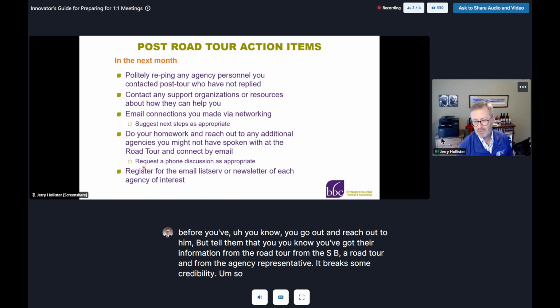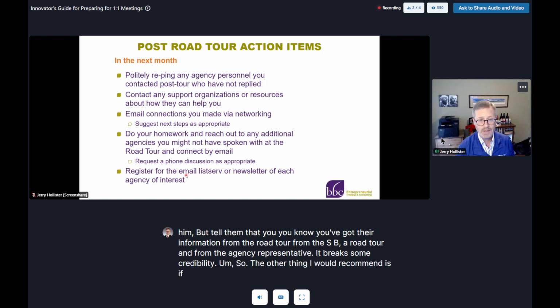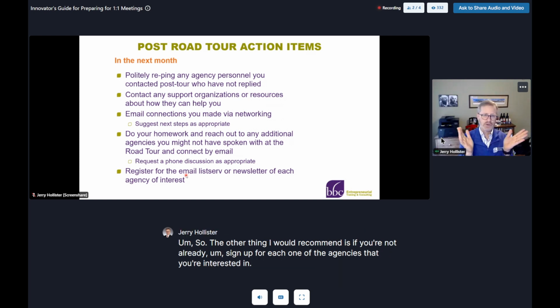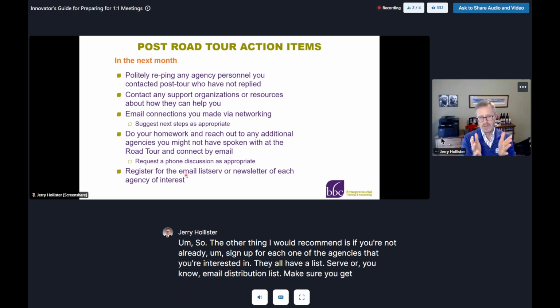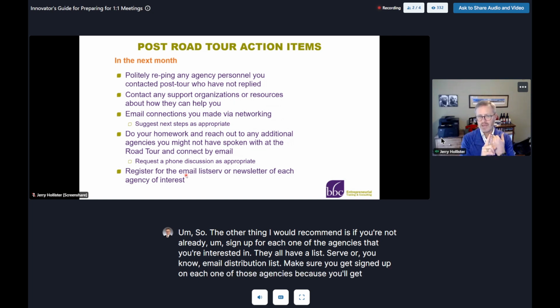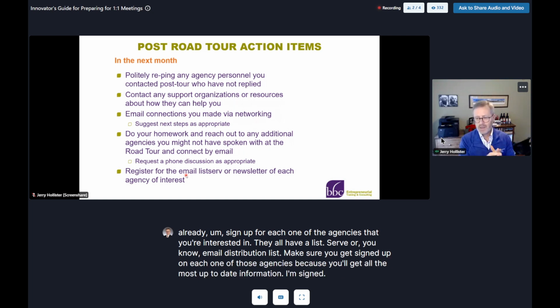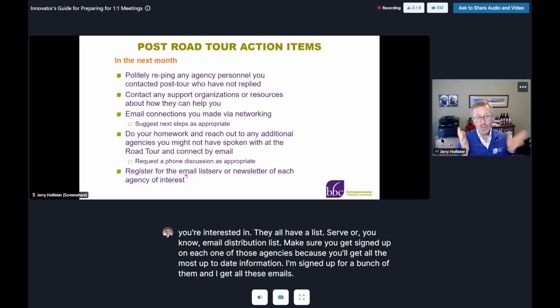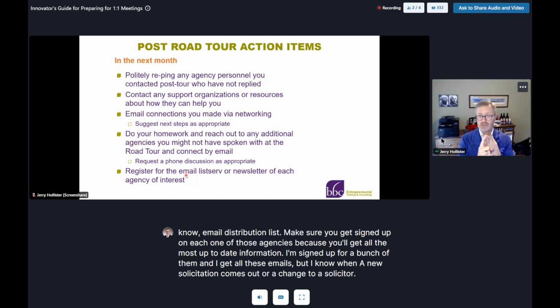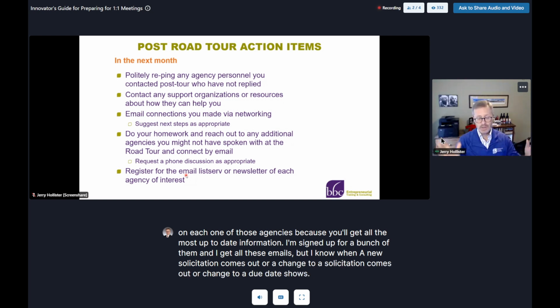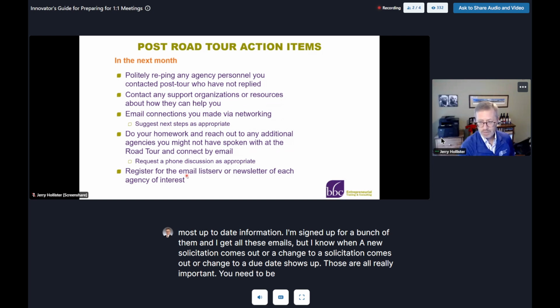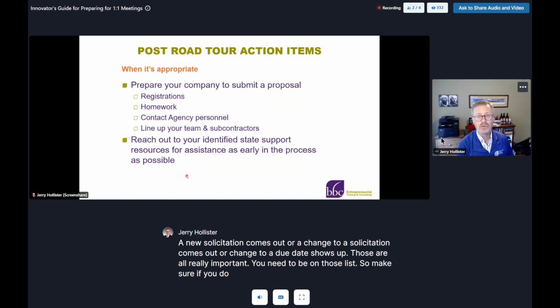So the other thing I would recommend is, if you're not already, sign up for each one of the agencies that you're interested in. They all have a listserv, or an email distribution list. Make sure you get signed up on each one of those agencies, because you'll get all the most up-to-date information. I'm signed up for a bunch of them, and I get all these emails. But I know when a new solicitation comes out, or a change to a solicitation comes out, or change to a due date shows up, those are all really important. You need to be on those lists. So make sure, if you don't do it prior, do it.